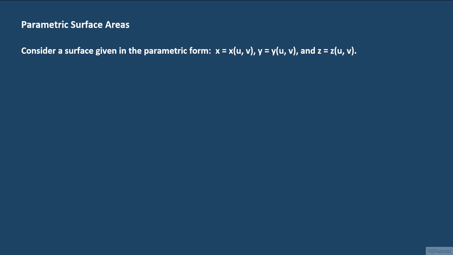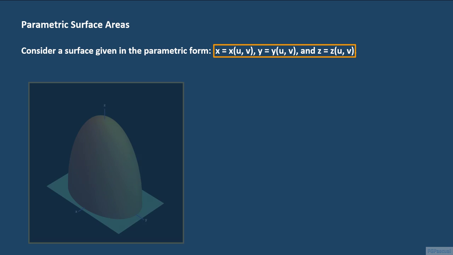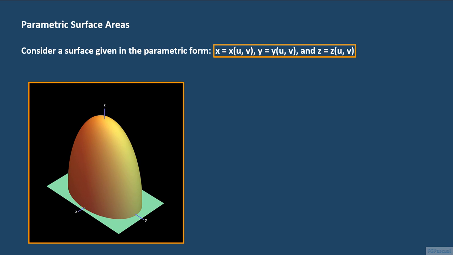In this lecture, we take a look at the area of a parametric surface. We assume that the coordinates of a point on the surface are given parametrically in terms of the parameters u and v. That is, x is equal to x of u,v, y is equal to y of u,v, and z is equal to z of u,v. The parametric surface could be like the surface drawn below.